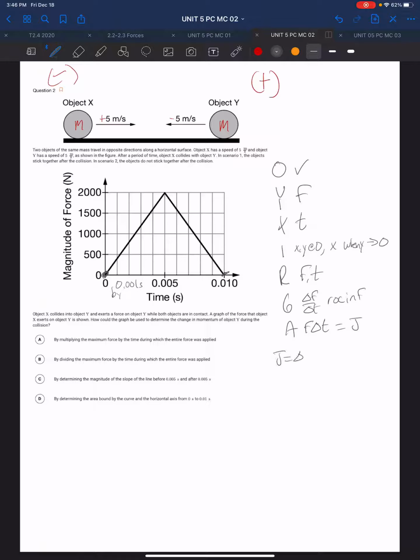And the impulse J is equal to the change in momentum, which is F delta T, which is M delta V. So we know that X collides with Y and exerts a force. Both are in contact. The graph of the force that object X exerts on Y is shown, so it's X on Y. X on Y is in that direction, up there in the picture.